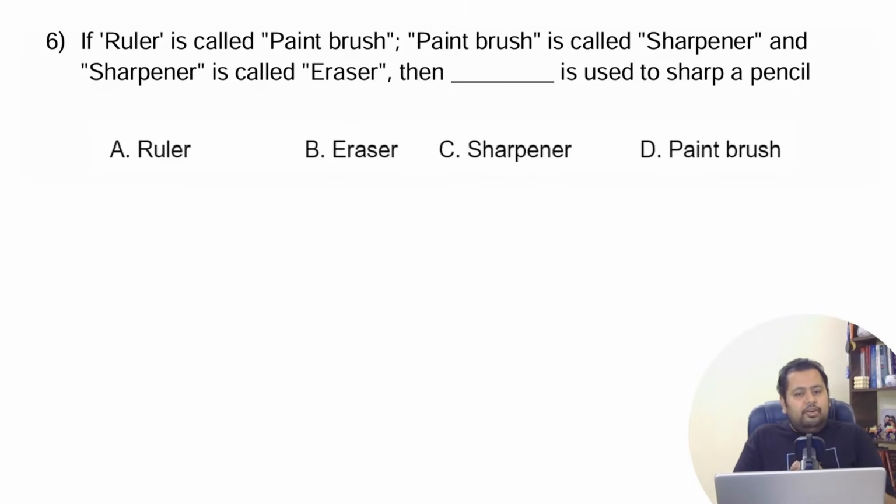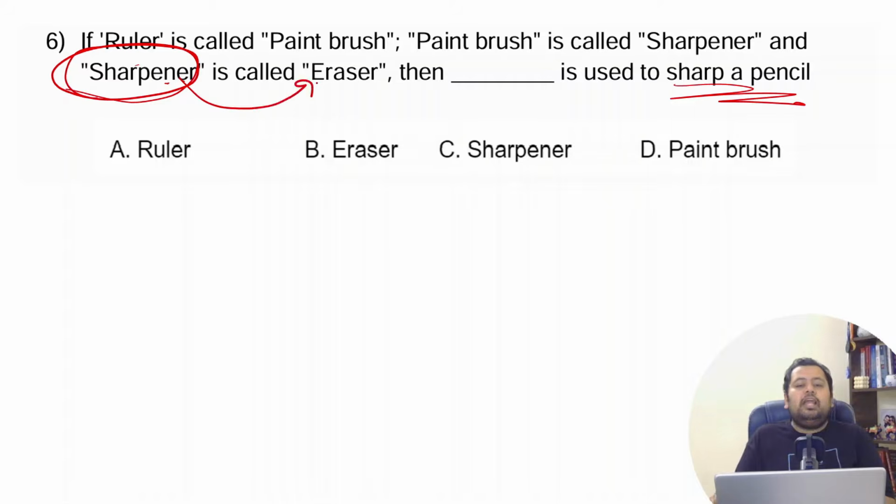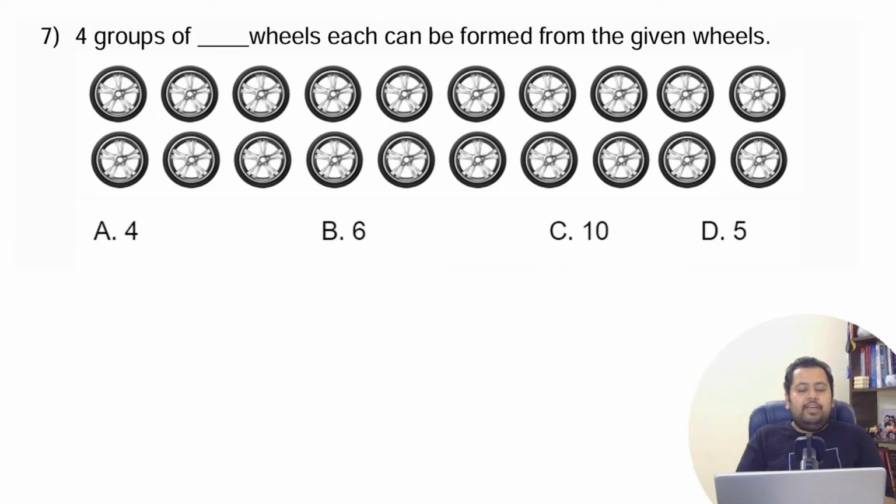Great. I hope you have got it correct. So, what is used to sharp a pencil? A sharpener is used to sharp a pencil, correct? And what is sharpener called? A sharpener is called an eraser. So option number B is the correct answer. I hope you got it correct. If you did, give yourself a star. And now we move to question number 7.